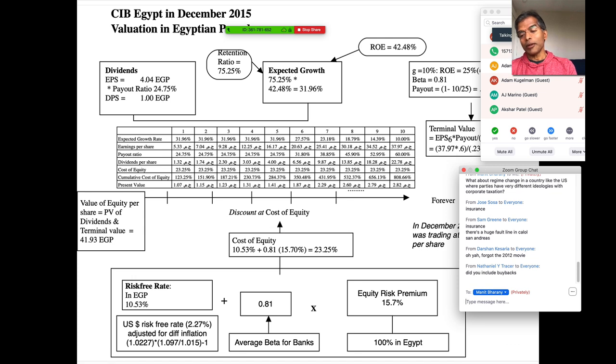I actually tried to buy CIB. I could not even get my hands on the shares. I mean, I have no connections in the Egyptian equity market. If any of you do, let me know. But this is a pure dividend discount model valuation.